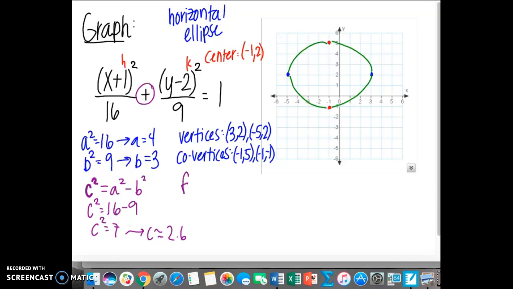So we can tell our foci: -1 plus 2.6 is just 0.6, 2. And then -1 minus 2.6 is -3.6, 2. So we can go ahead and plot those points as well. So 0.6 up 2 and -3.6 up 2. So this is how we graph ellipses.